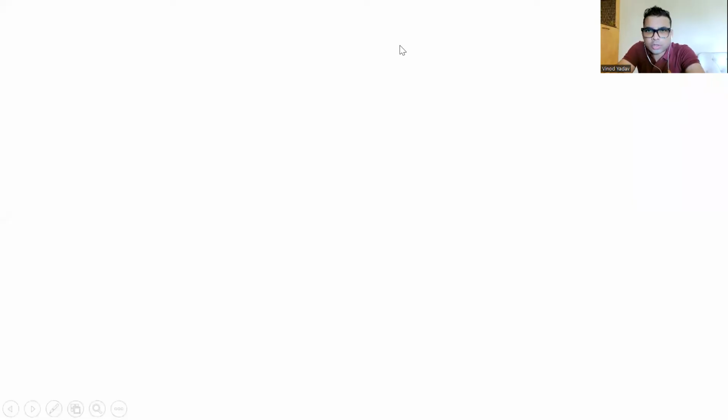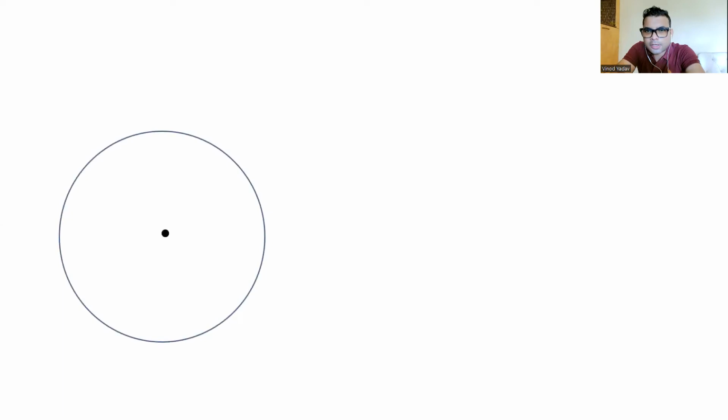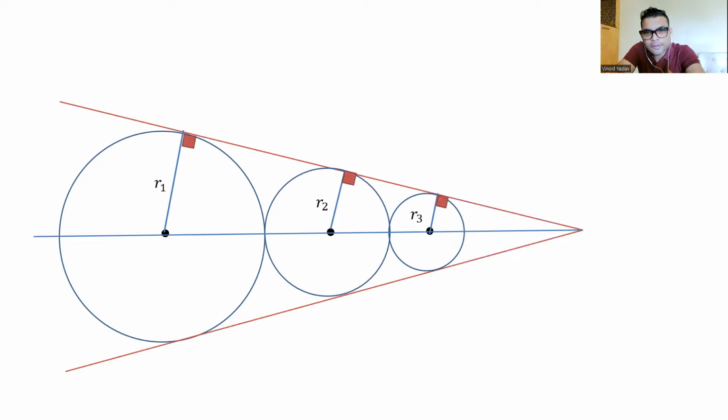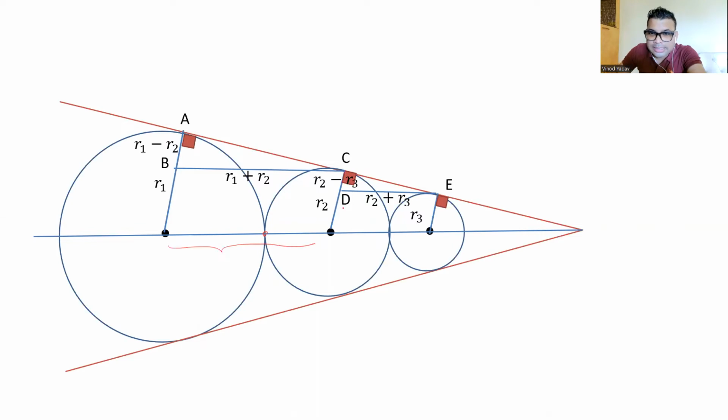One more shortcut, one more special case. It's about three circles touching each other like this, and we have two common tangents like this. See, I have drawn all these radii r1, r2, r3 perpendicular, clear. Then draw these two parallel lines. Yes, the meeting points are B and D. Check. So BC will be R1 plus R2. So BC will be the same as the distance between these two centers.